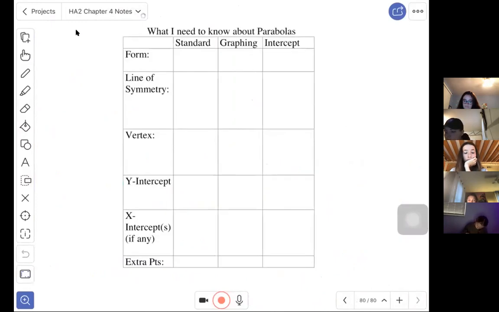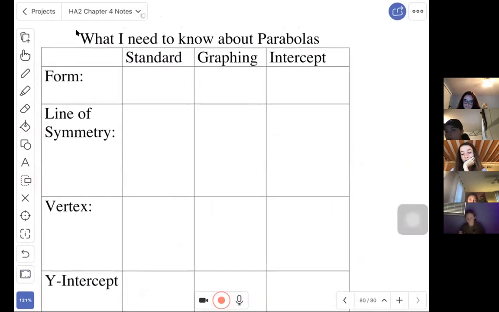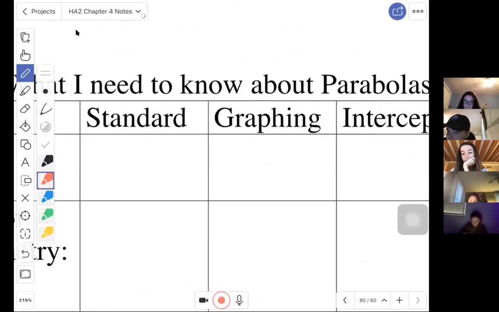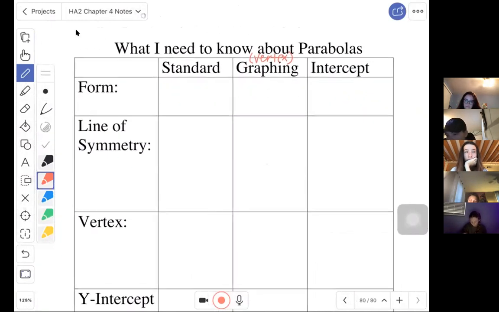So it's a chart of what I need you to know about parabolas. Those 3 different forms are the ways we talked about graphing. That just means vertex form. Standard form, we just talked about standard form. That's that y equals ax squared plus bx plus c. Everything is multiplied out. We don't have any parentheses.